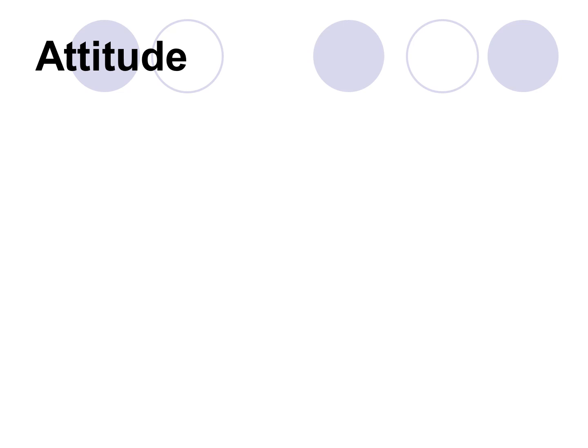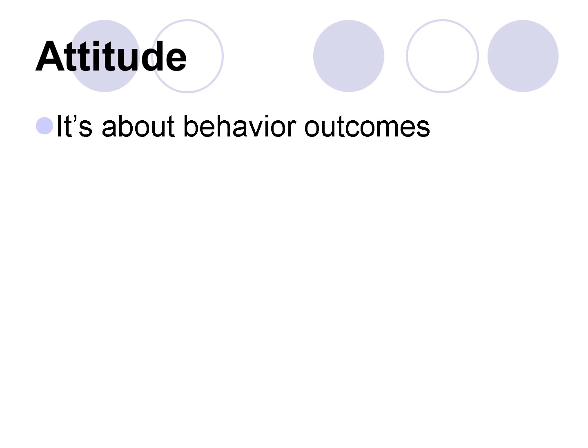As I've said before, attitude in the theory of reasoned action and planned behavior has to do with what we perceive are the outcomes of a behavior. Not just that we think the behavior is good or bad, but what do we think are going to be the outcomes of the behavior? And to calculate that, we have to look at two pieces.